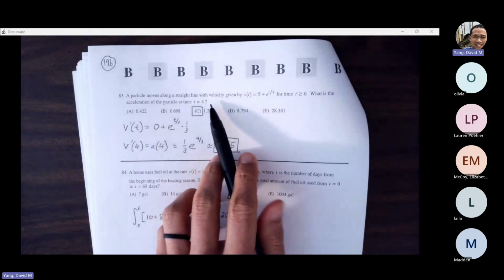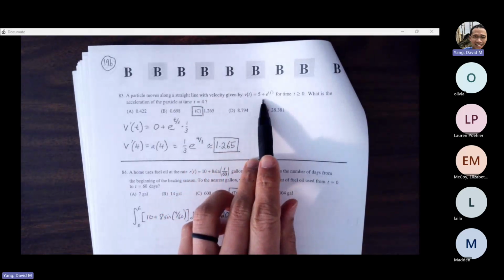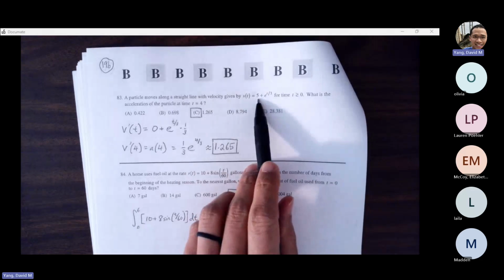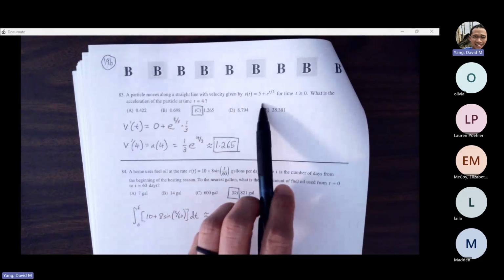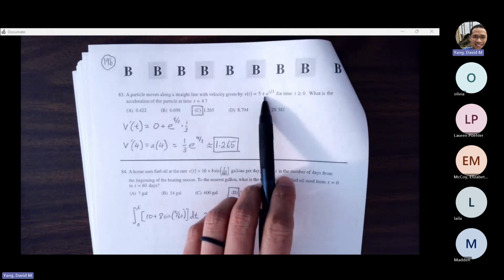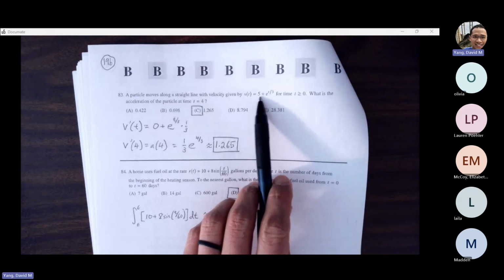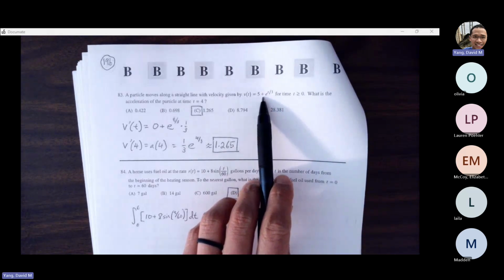A particle moves along a straight line given by v of t. What is the acceleration? So you have velocity. To get from velocity to acceleration, we can just do math 8. You can do math 8 and plug in 4 into the velocity, into acceleration.